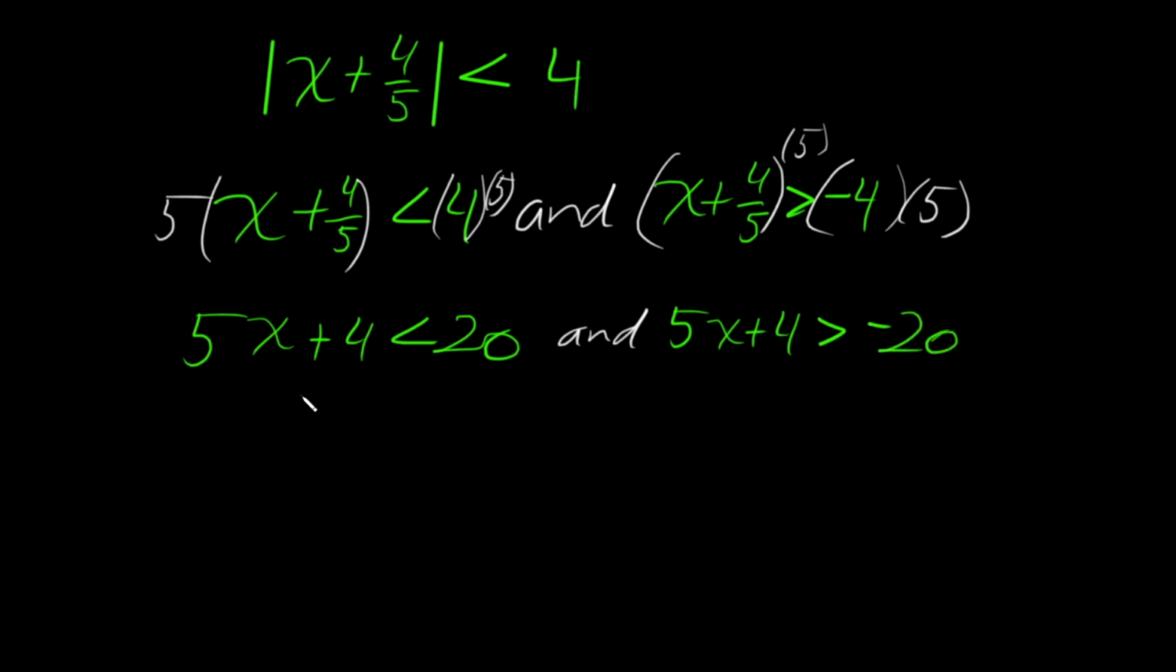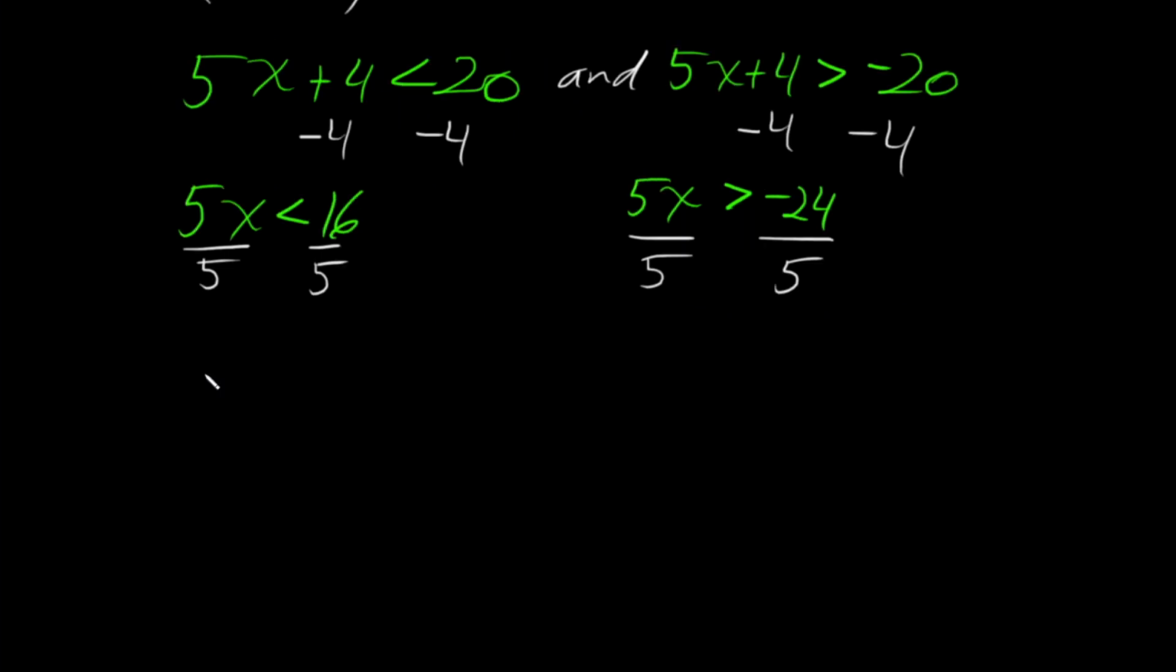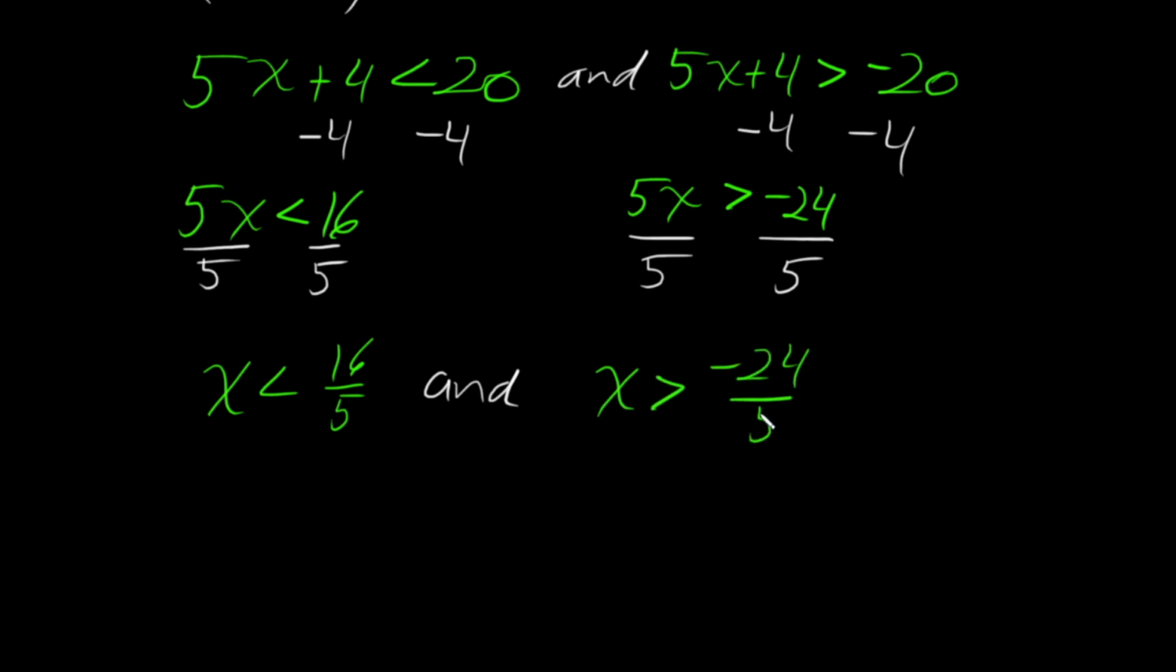We just need to solve for x. We'll subtract 4 from both sides, and I'll do it over here at the same time. 5x is now less than 16, and over here, 5x is greater than negative 24. We'll divide both sides by 5. Finally, x is less than 16/5, and x is greater than negative 24/5.